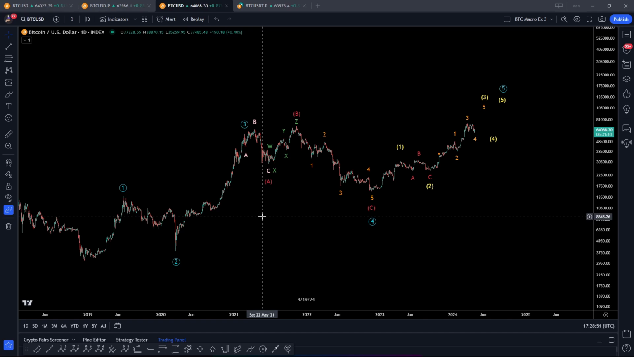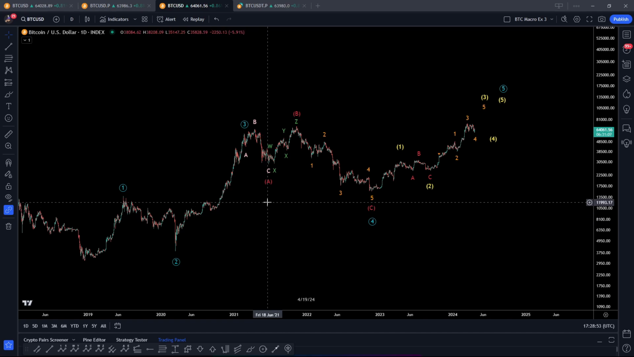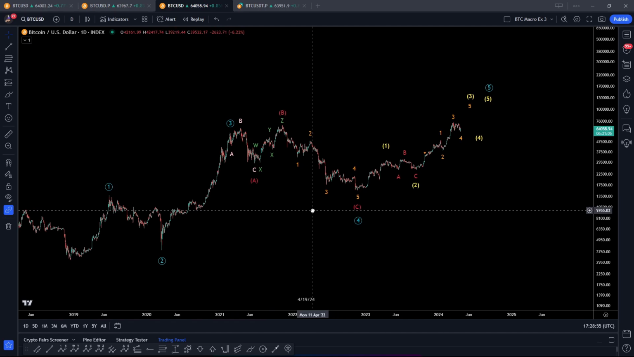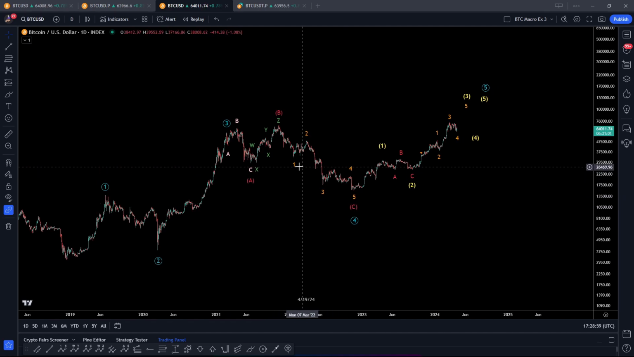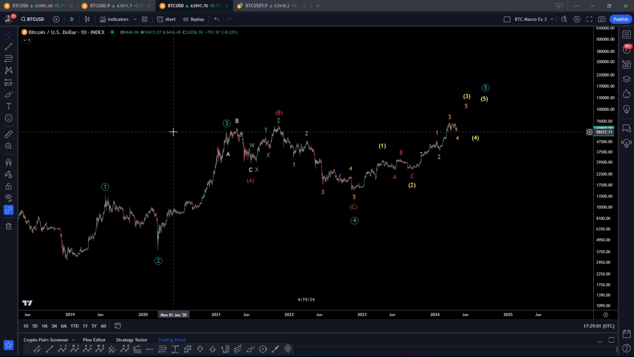I'm going to focus in today on this count and this count only. There's, of course, other alternatives. There's always alternatives. But this one is the one we're going to talk about today.